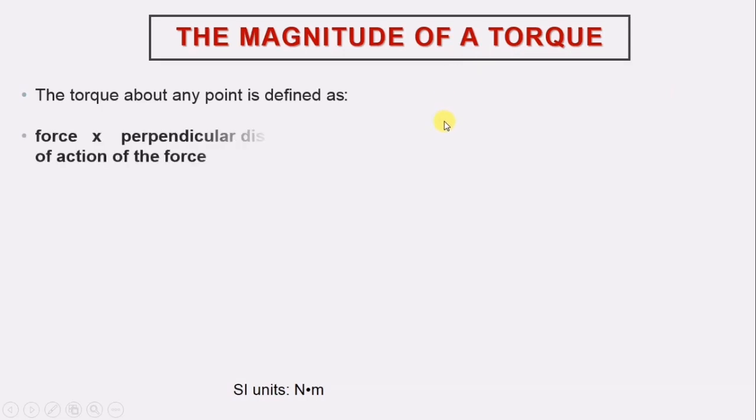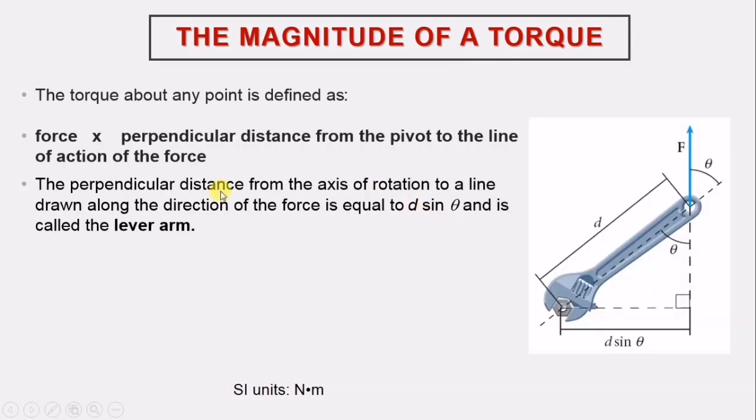The equation that we will follow in this lesson, what is it? We already said it: torque is equal to force times lever arm. Lever arm is a very important concept. It is the perpendicular distance from the pivot, as we said.